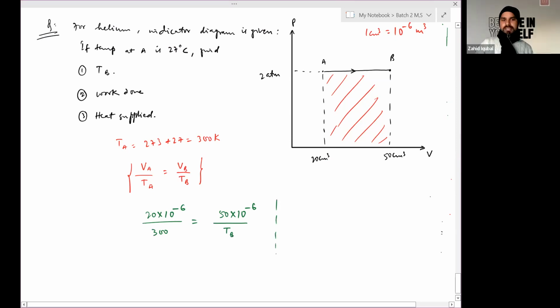Now, just move this TB to the left side, so it will move to the numerator and the rest of the quantities to the right side. So you'll get TB equals 50 into 10 to the power minus 6 multiplied by 300, divided by 20 into 10 to the power minus 6. The 10 to the power minus 6 terms will cancel out, and the zeros will cancel out. So 3 into 5, 15, divided by 2, so it will be 750 Kelvin.